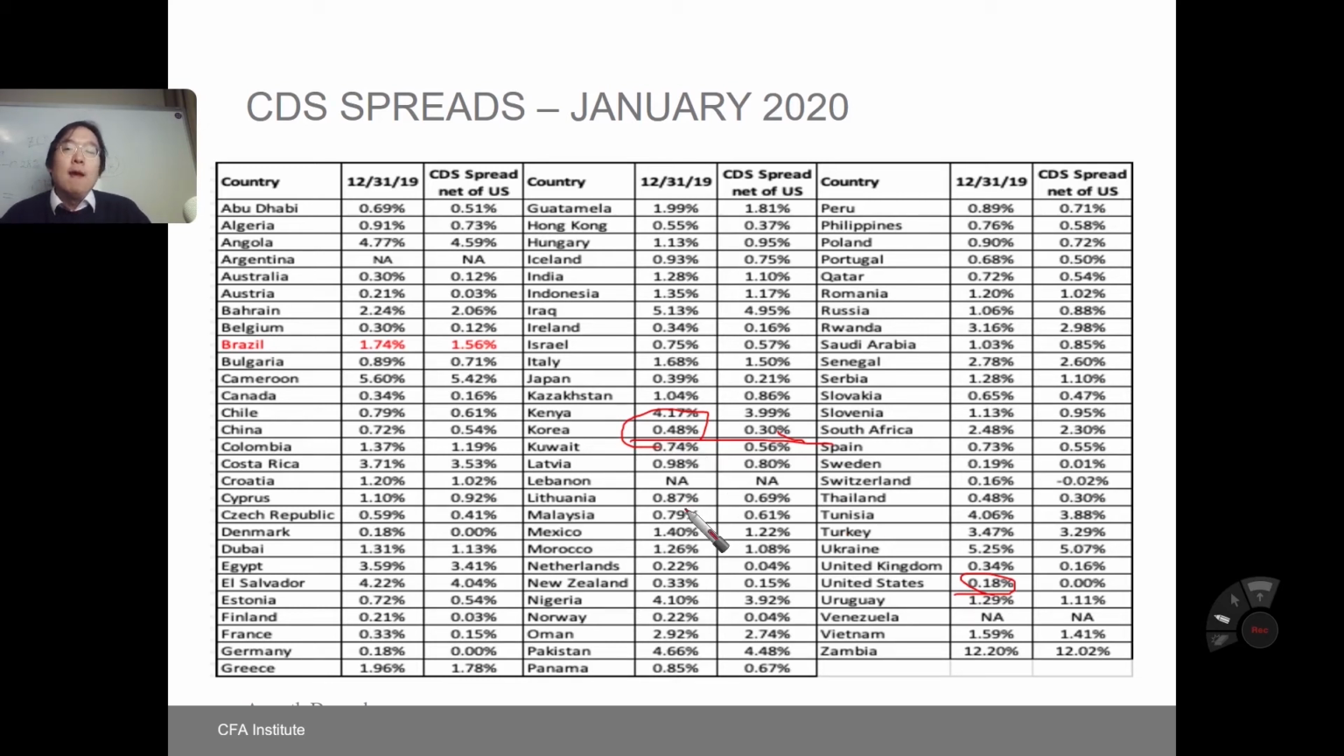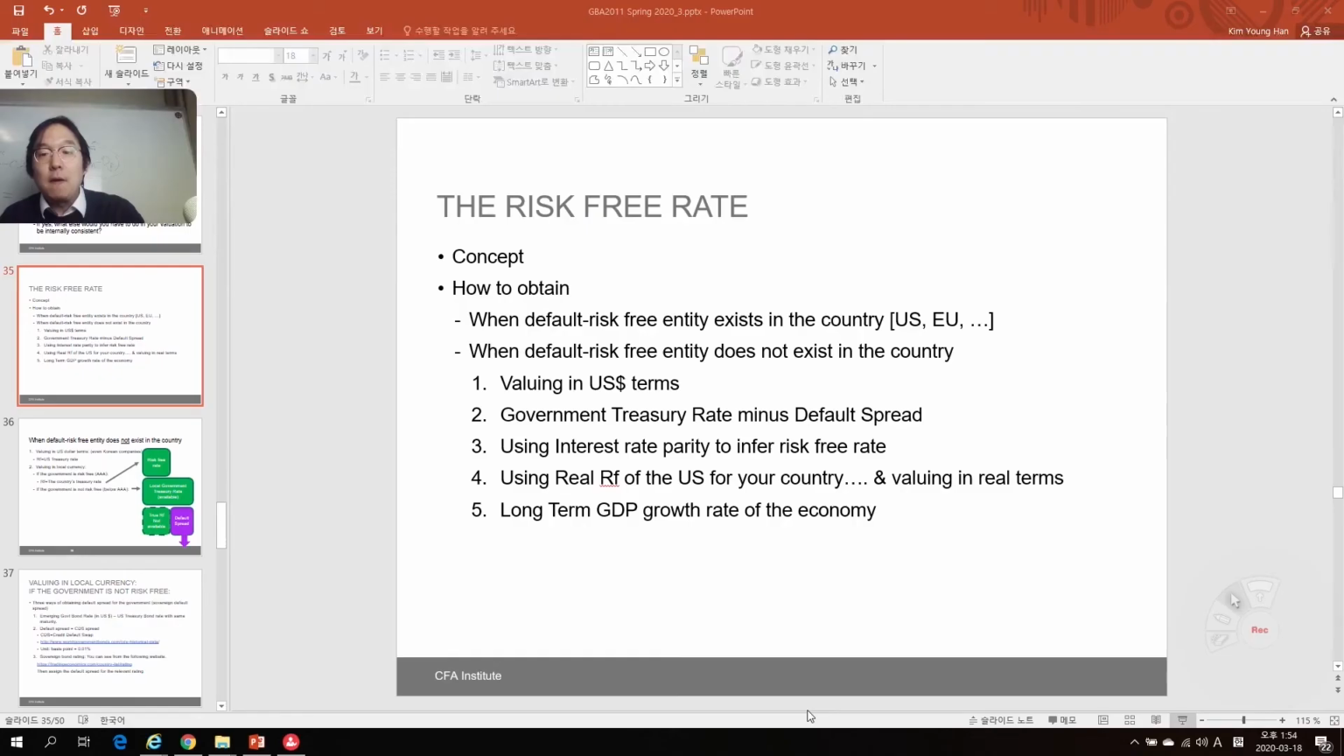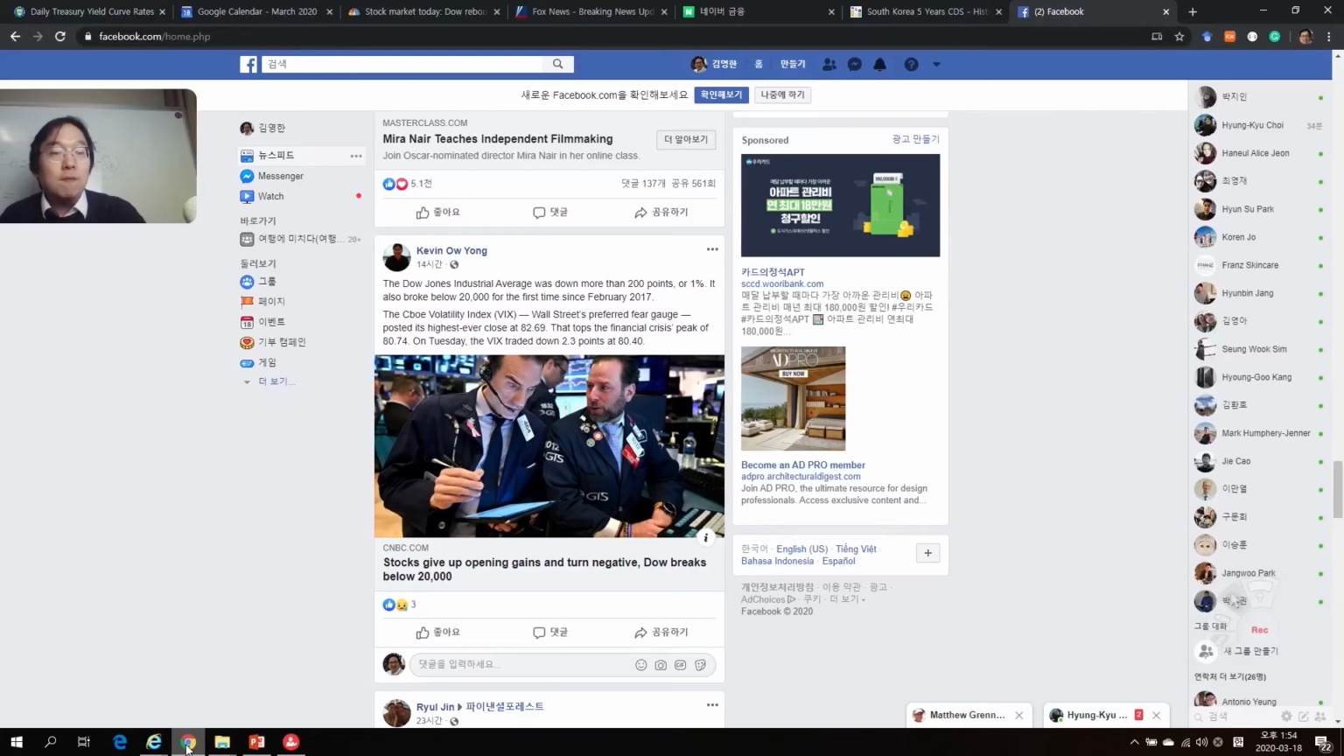And then this one, I said to you that it changes over time very drastically, right? Reflecting the real-time information in the market. So we just saw today's credit spread, default spread for the Korean market. But let me find out.